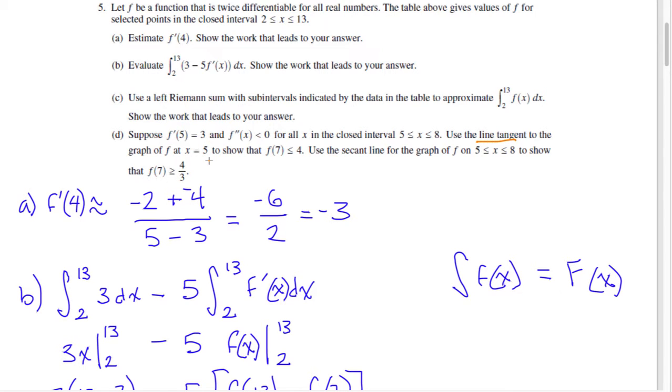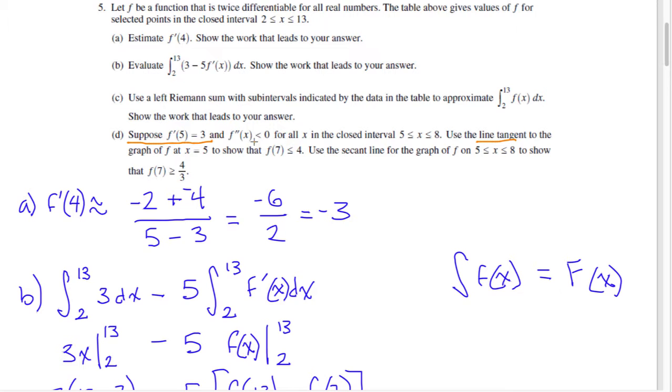Wait, what does the first sentence of that problem mean? Suppose f prime of 5 equals 3, and then all the way until it says the bounds. All right, I'll translate every single piece. This says the slope at 5 is 3.